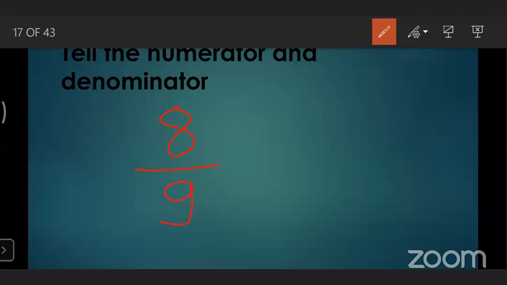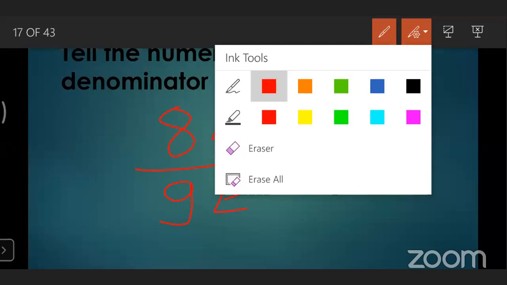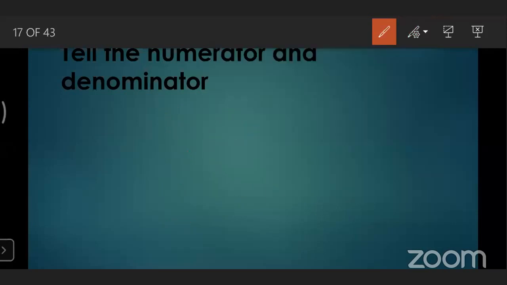Can you read this fraction? 8/9. Yes, 8/9. 8 is the numerator here and the 9 is the denominator, right? Yes. Very good. Let us practice one more example.